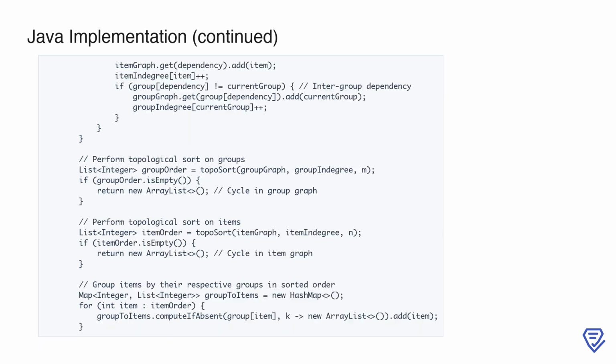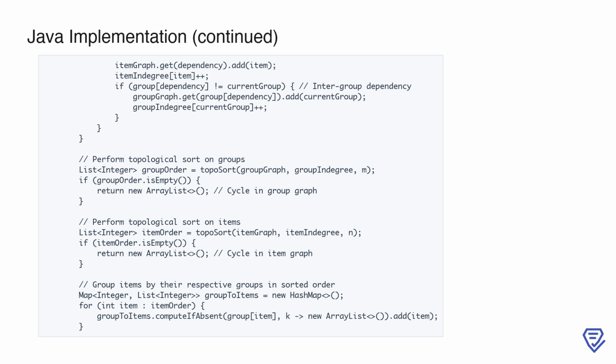Now, with the graphs and in-degree counts prepared, the next step is to perform topological sorting on the group graph. This determines the order in which the groups can be processed while respecting intergroup dependencies. If the topological sort fails, which happens when there's a cycle in the group graph, we return an empty list, as no valid ordering is possible. Similarly, we perform a topological sort on the item graph to determine the order of items within their respective groups. Again, if a cycle is detected in the item graph, we return an empty list.